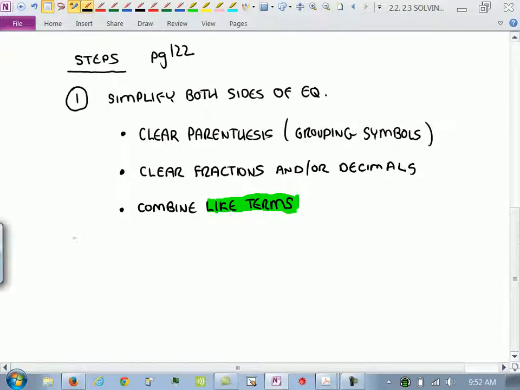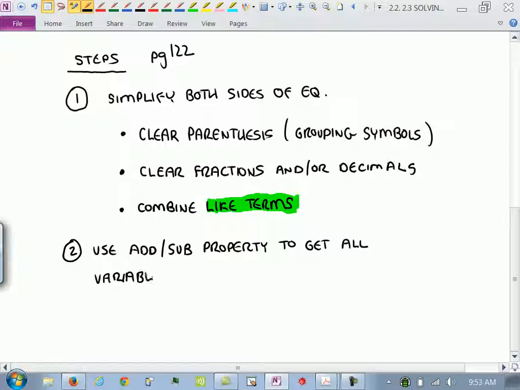Now, after you've done that, step 2, use the addition and subtraction property to get all variable terms on one side of the equation.